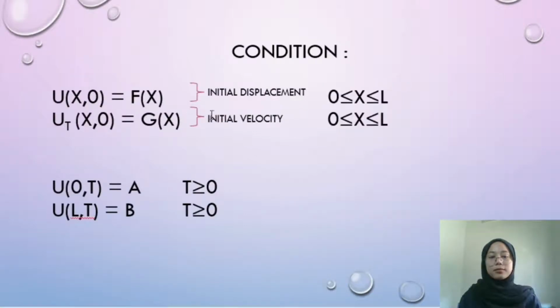This is the initial condition for the non-homogeneous wave equation, where f(x) is the initial displacement and g(x) is the initial velocity. For the boundary condition, if x equal to 0, we will get A, and B if x is equal to L. We can solve this non-homogeneous wave equation using the method of separation of variables. Because the initial conditions are functions of f(x) and g(x), we need to redefine all the initial conditions and boundary conditions and separate the equation into two systems.